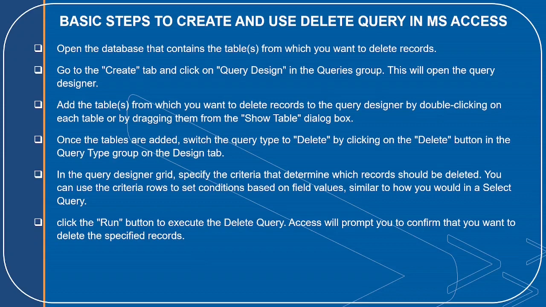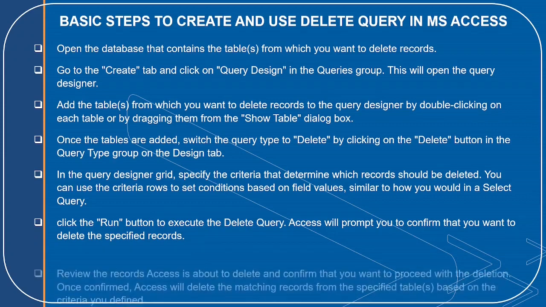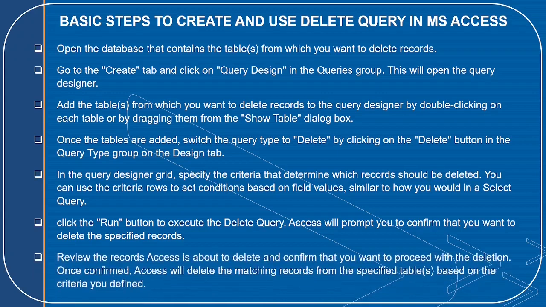6. Save the query if you want to reuse it later, then click the Run button to execute the delete query. Access will prompt you to confirm that you want to delete the specified records. 7. Review the records Access is about to delete and confirm that you want to proceed with the deletion. Once confirmed, Access will delete the matching records from the specified tables based on the criteria you defined. Let's jump into MS Access to closely look into this concept.